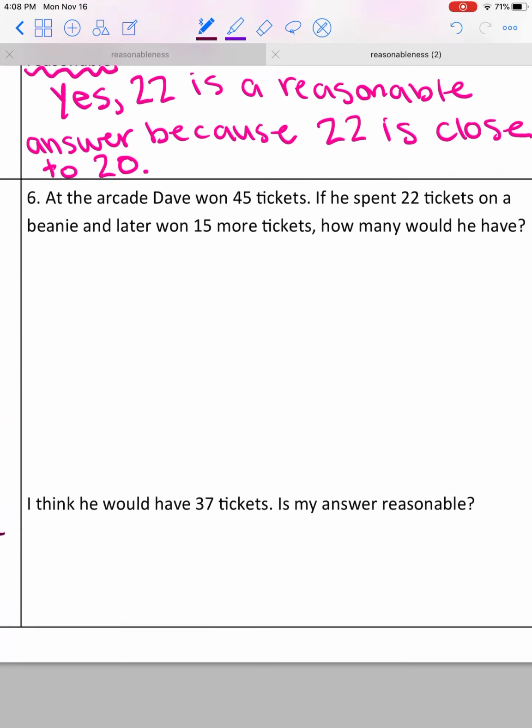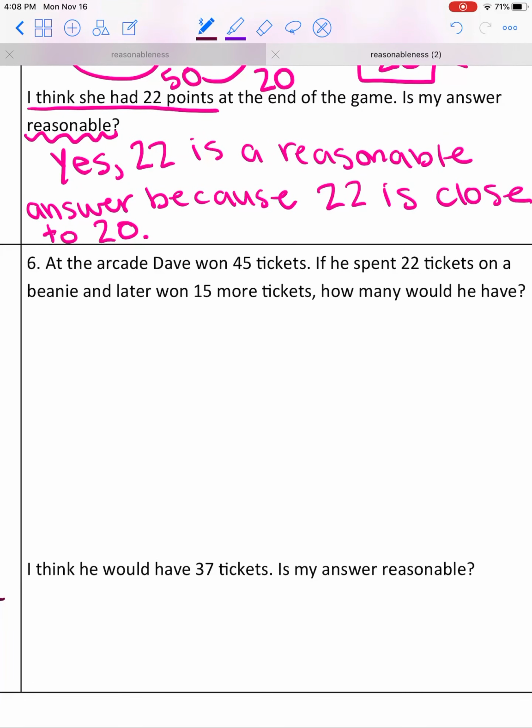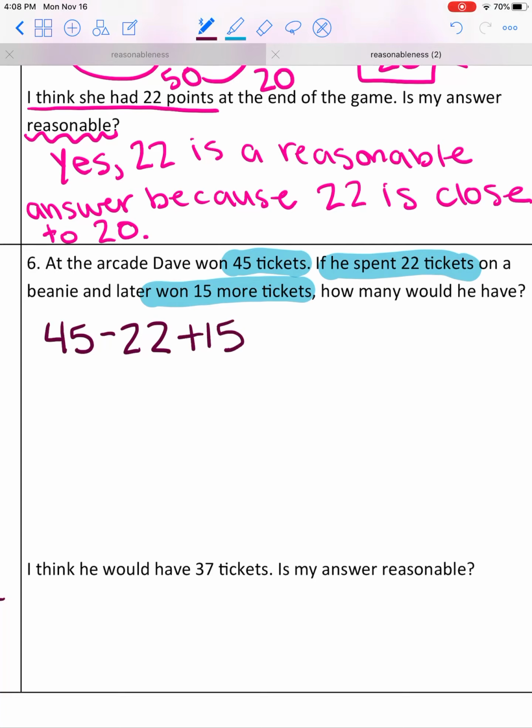Let's look at our last one here. Number 6. At the arcade, Dave won 45 tickets. If he spent 22 tickets on a beanie and later won 15 more tickets, how many would he have? So if I close my eyes and I imagine what's happening in the story problem as a movie, he's going to have 45. And if he spends 22 of the tickets, then he's taking them away. But he won 15 more. That means he's going to get 15 back. And I'm going to say equals T, or equals tickets.